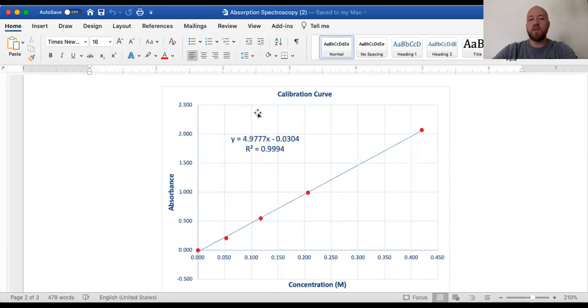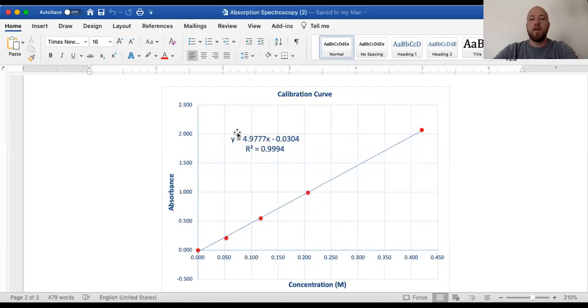Okay, as a result of this, the computer plots the best fit line of this data and gives us a y equals mx plus b. Okay, so if we haven't talked about it before, the r-squared value is a measure of how linear your data is. So the closer to 1 your r-squared value is, the more linear the data. Okay, so that means the better your calibration curve is.